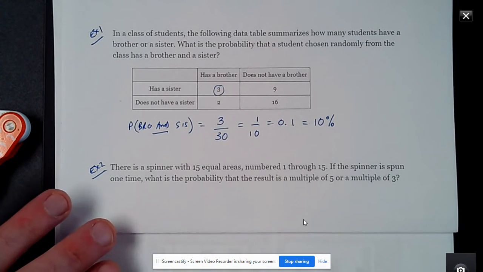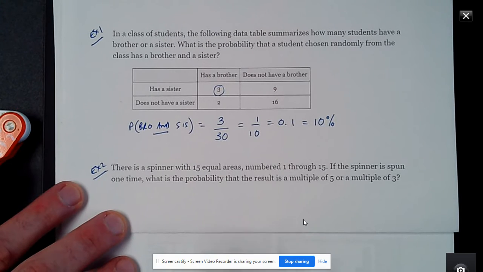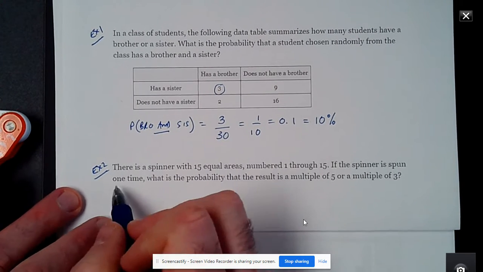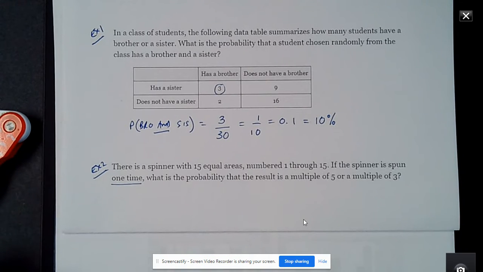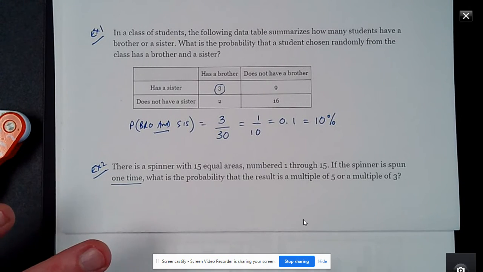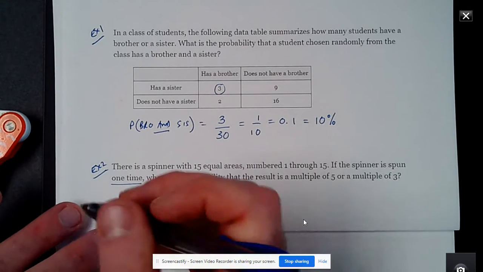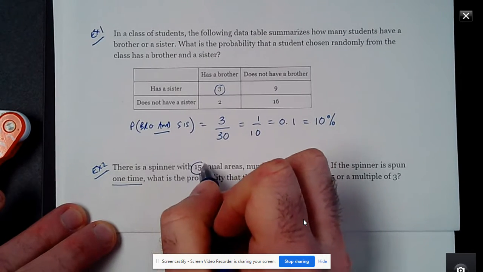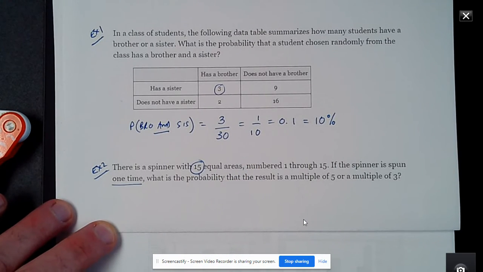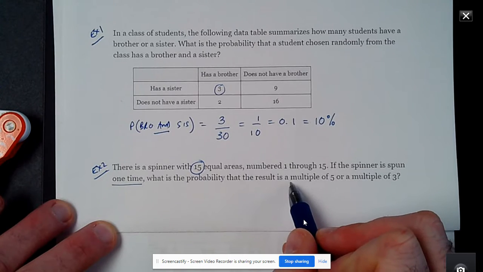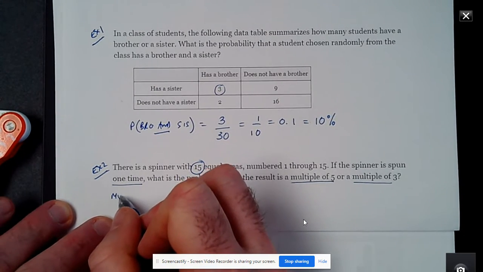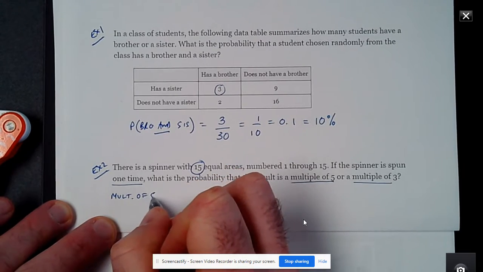There's a spinner with 15 equal areas. That means each area has an equal chance of being picked. When we spin it just one time, we want to figure out the probability that the result is going to be a multiple of 5 or a multiple of 3. How many possible outcomes are there? Well, there are 15 different possible outcomes. Now we need to look at all the different ways of getting a multiple of 5 or a multiple of 3. Let's look at the multiples of 5 to start off with.